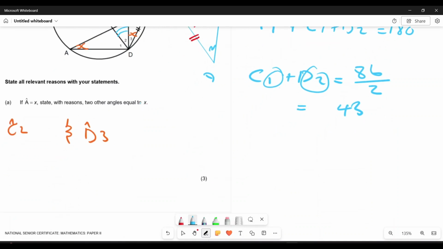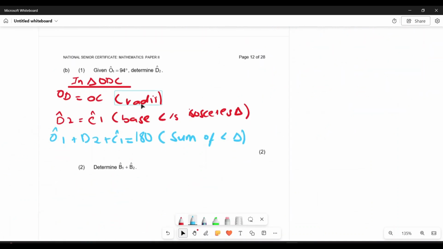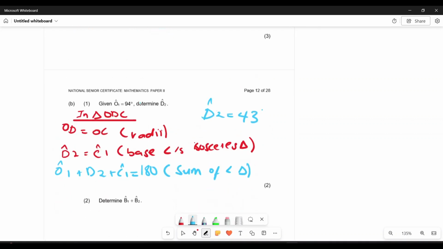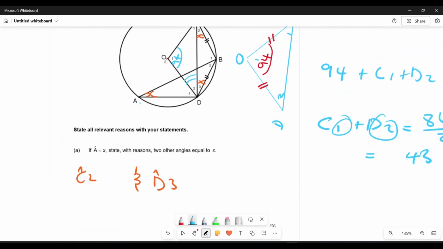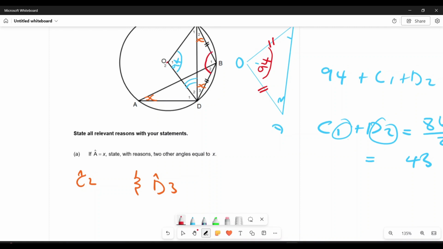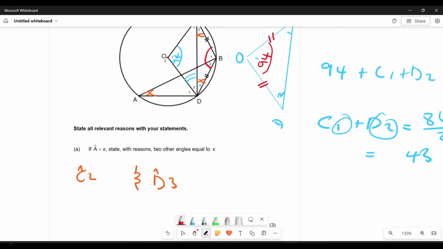Now remember to show these workings on your answer sheet. So now I've determined my angle D2 as 43 degrees. Now determine B1 plus B2. Let me highlight those. So try and highlight them here. These are my two angles that I need to determine, right? So I need to determine their actual value.